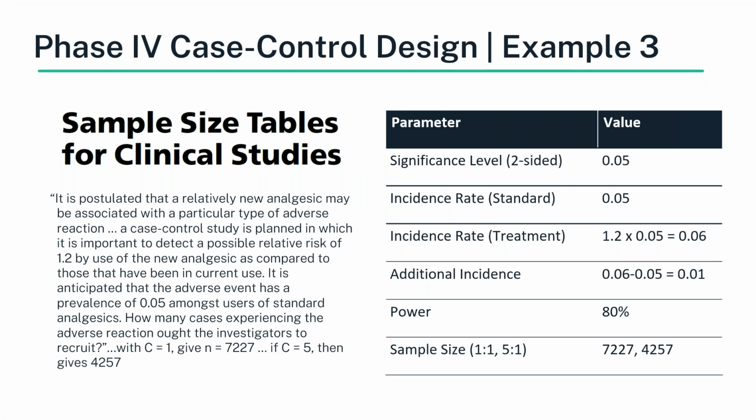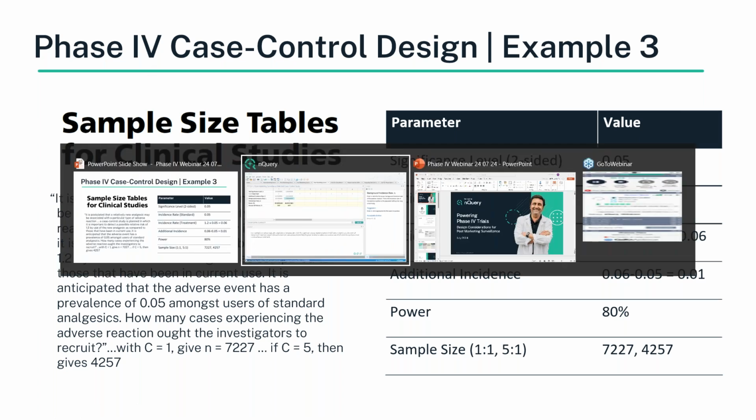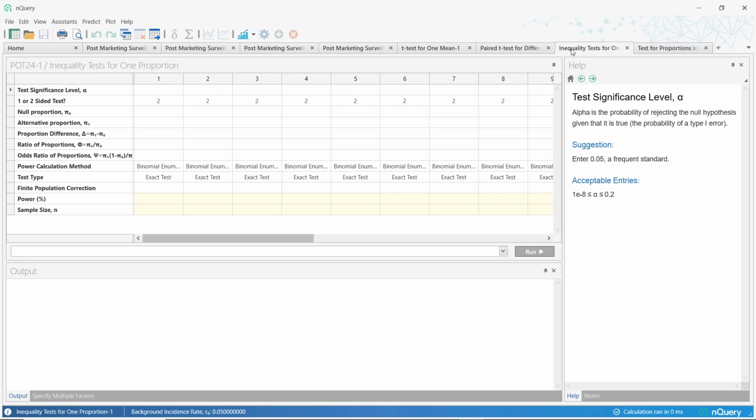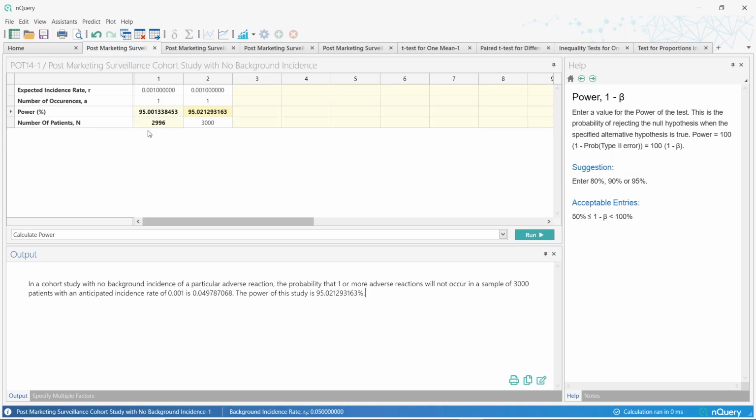So I think we're basically at the end of the time there. Hopefully those examples give you a brief flavor of what's in nQuery for these. I would say that most of these methods are effectively just some equivalent of an inequality test for one proportion or an inequality test for one Poisson rate, and those are available as separate tables. But these post-marketing tables are designed to mirror the methods as they're described in the McKean and Campbell book, which also references a number of papers from which they take those formulas.